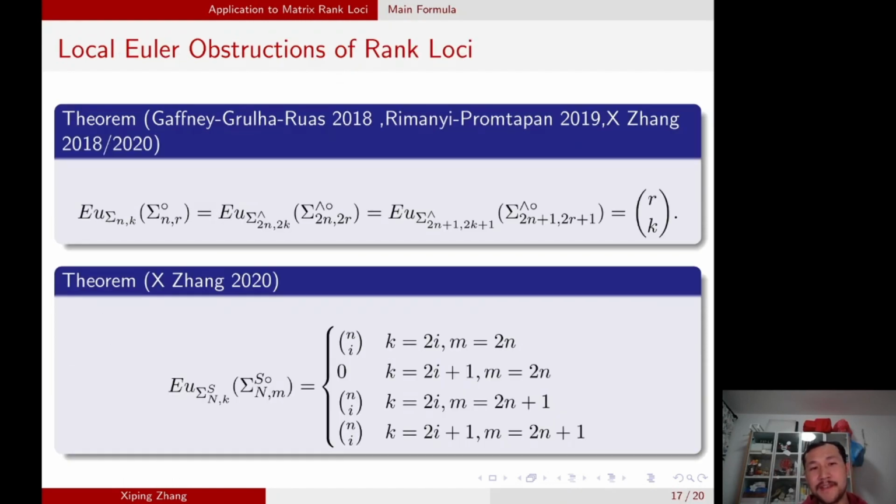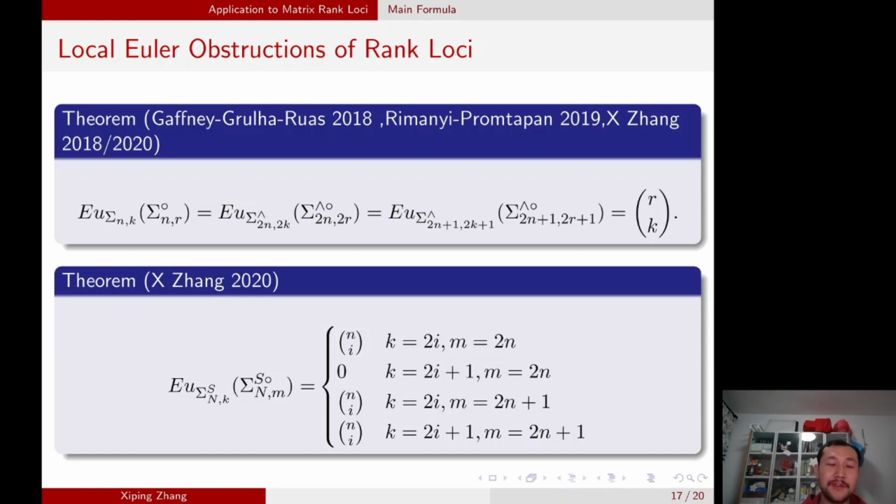For the ordinary case, it was originally computed by Gaffney, Grulha, and Ruas in 2018 for the complex numbers, and by myself for an arbitrary algebraically closed field of whatever characteristic. And then for skew-symmetric matrices, it was proved by Rimányi and his student Promtapan in his PhD thesis that the local obstructions are actually Newton binomials. And for the symmetric case, I think this is still unknown, so we computed them.